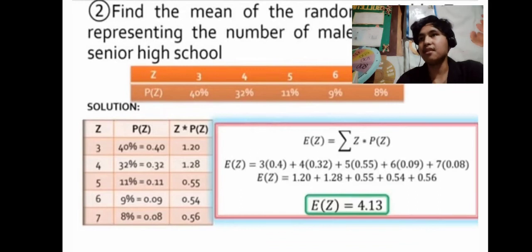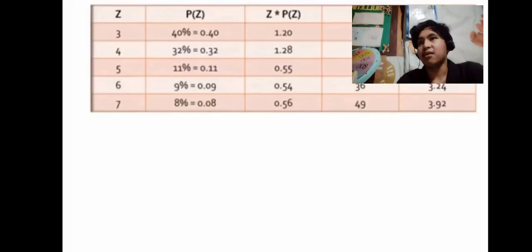Now, in order for us to find the mean, as we can see in this table right here, we multiply the probability distribution and the z values to find z multiplied by p of z. Just like in the first example, only changing the letters into z in this problem. Adding all of the numbers in z multiplied by p of z would give us a result of 4.13.